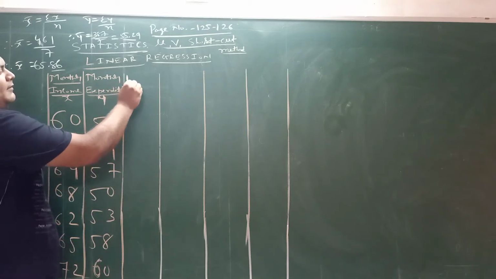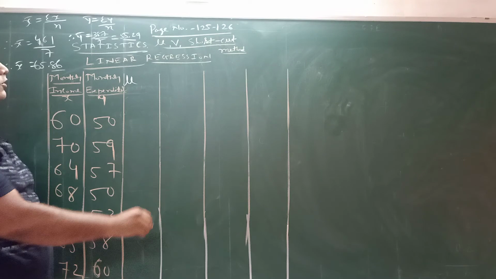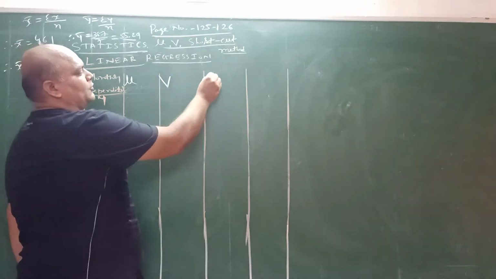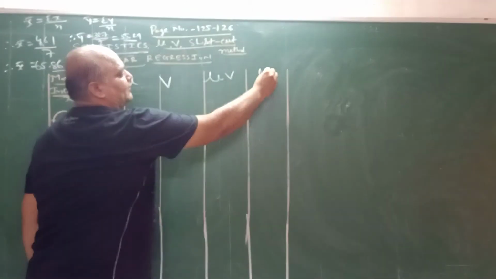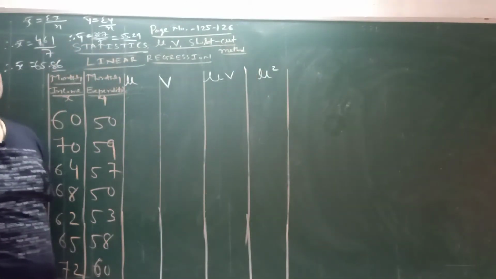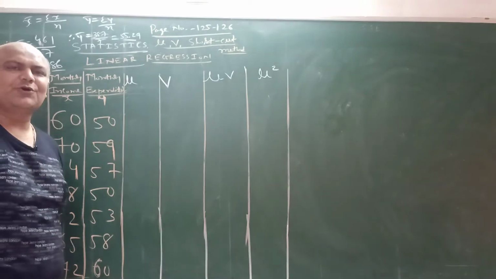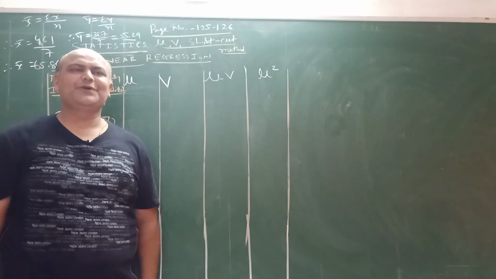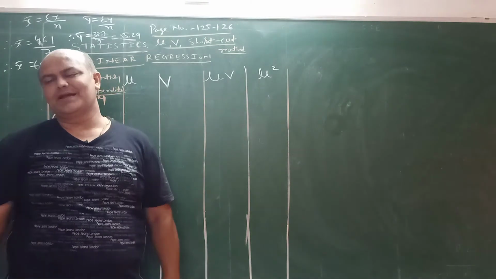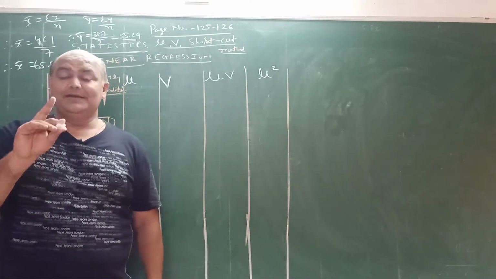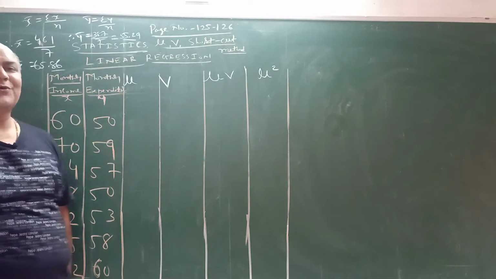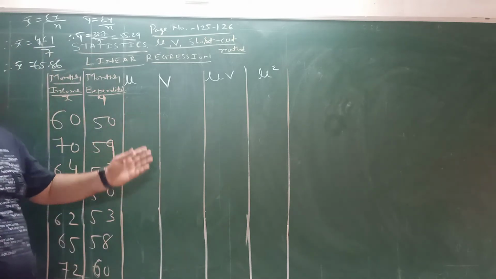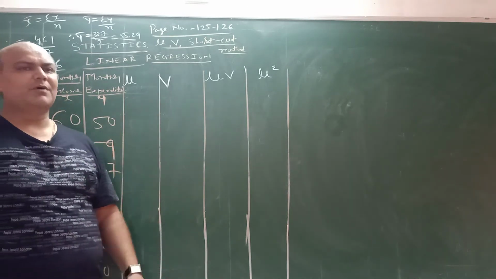For the UV method, we have to prepare additional 4 columns: U, V, UV and U square. One discount is there, no need to prepare the column of V square, because in the formula of regression coefficient we only require U and U square, not V and V square. In linear correlation we have to prepare additional 5 columns: U, V, UV, U square and V square. But here one discount is there for you, no need to prepare the column of V square.